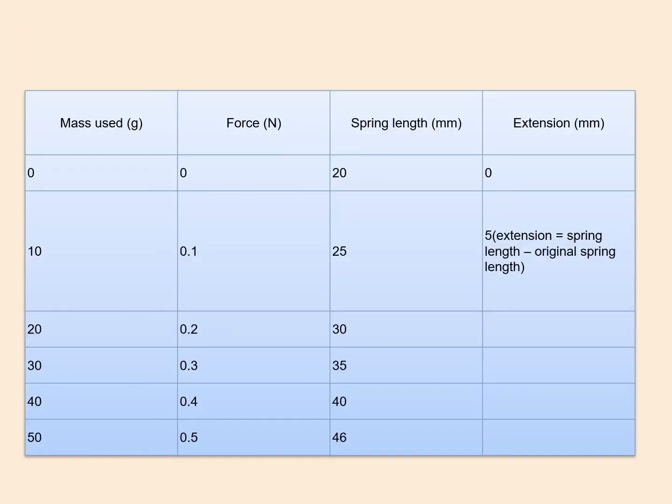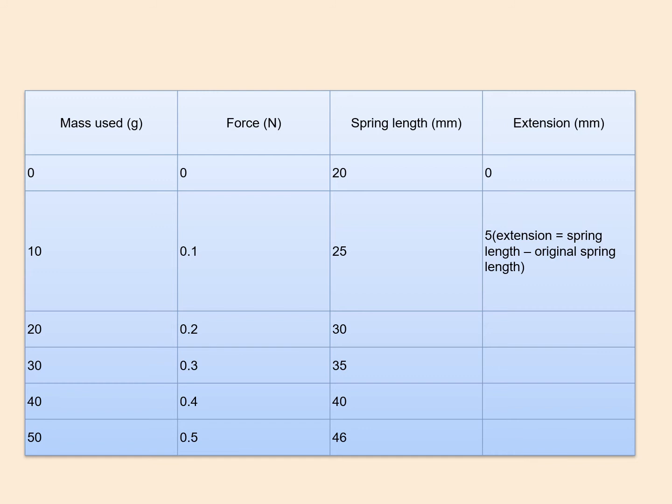So this is the type of table that we might get and the type of results that we might get. So we've measured here, we've started with our control with 0 grams, the spring was 20 millimeters, 10 grams is 25 millimeters, 20, 30 millimeters, and so on up to 50 grams. And from that data, we've worked out the first extension. So for 10 grams, we worked out that the extension is 5 millimeters. It's increased by 5 millimeters. The other rows in here are currently blank. I'd like you to pause the video now and find those missing numbers.